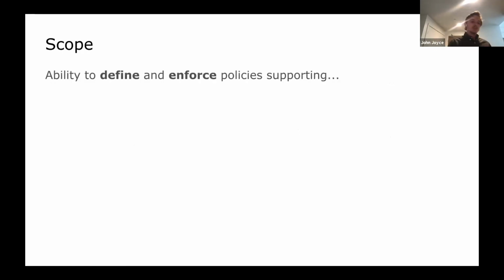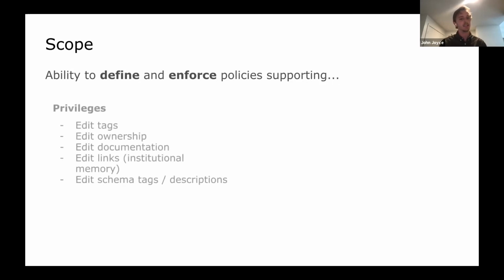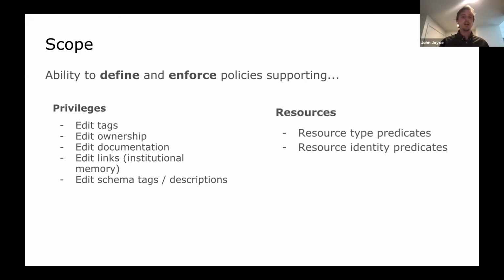So as part of milestone 1 for fine-grained access control, we defined the following as the scope. We wanted to be able to define and enforce policies supporting the following characteristics. We wanted to be able to support the following privileges: editing tags, editing ownership, editing documentation for an asset, editing the links to the institutional memory about an asset, and finally, in the case of data sets, editing schema tags and descriptions. We wanted to apply these policies to resources at 2 levels.